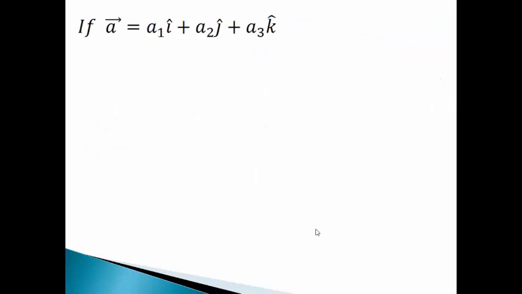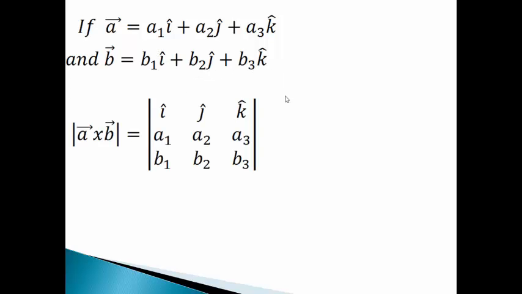Now, for any vector A equals A1 i cap plus A2 j cap plus A3 k cap and B equals B1 i cap plus B2 j cap plus B3 k cap, then A bar cross B bar can be found by solving the matrix where i cap, j cap, k cap will be the first row, then A1, A2, A3 second and B1, B2, B3 will be the third row.